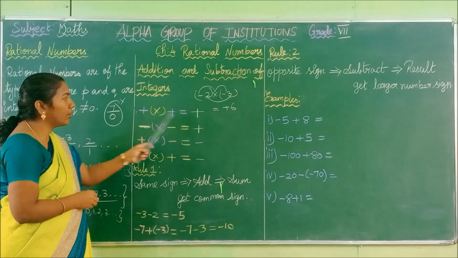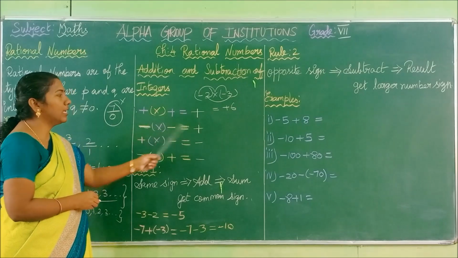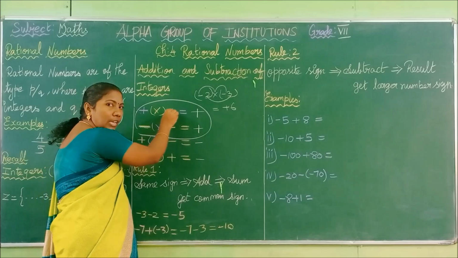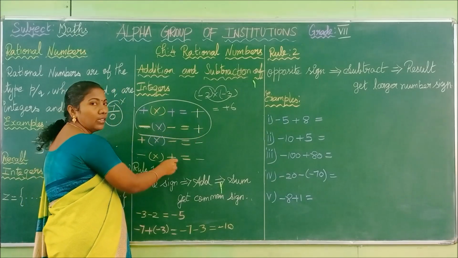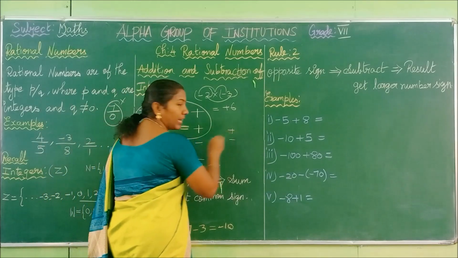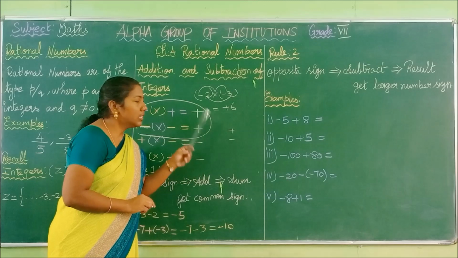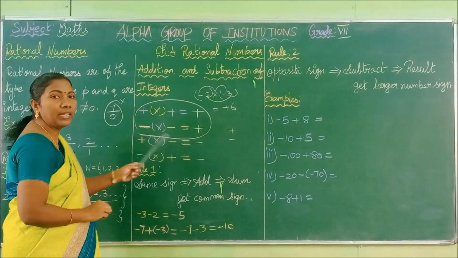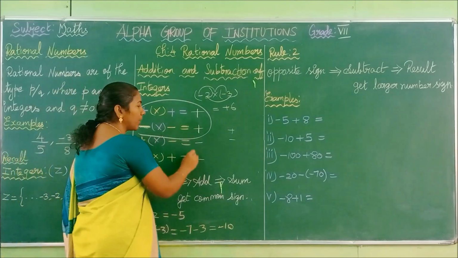Once again I am reading this. Listen: plus into plus, plus; minus into minus, plus. What does this mean? If you multiply the same symbols, you get positive. The sign is nothing but plus and minus only. Here the sign is plus sign, minus sign. So plus into minus, minus into plus: if you change the symbol, you get the negative sign.